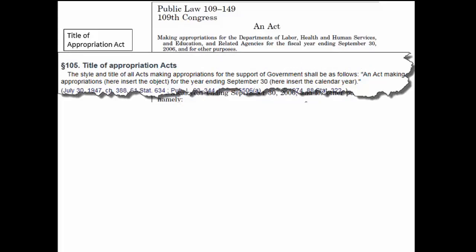Here we can see the rule established by Section 105, and we can see that the language follows that rule. An act making appropriations for the Departments of Labor, Health and Human Services, and Education and related agencies for the fiscal year ending September 30th, 2006. Keep this date in mind as its significance will become known when we talk about period of availability.